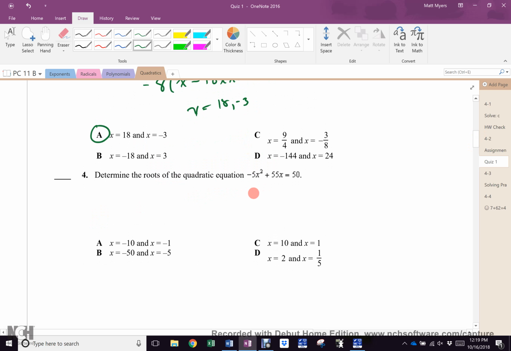And this one is negative 5x squared plus 11x plus, I'm sorry, equals negative 10.